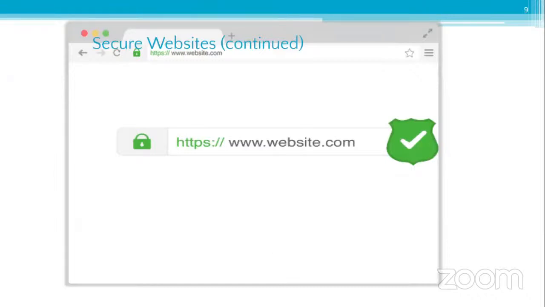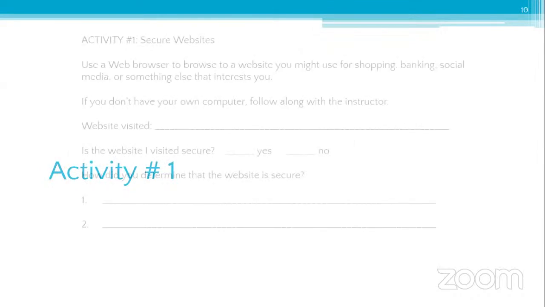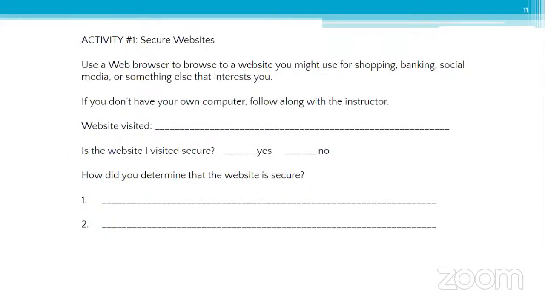Here we're also showing an example of a secure website. It is actually important to keep your account secure on any website. So here we're going to look at an activity about secure websites. You are going to use a browser to browse to a website you might use for shopping, banking, social media, or something else that interests you. If you don't have your own computer, the instructor may guide you on how to do that activity.